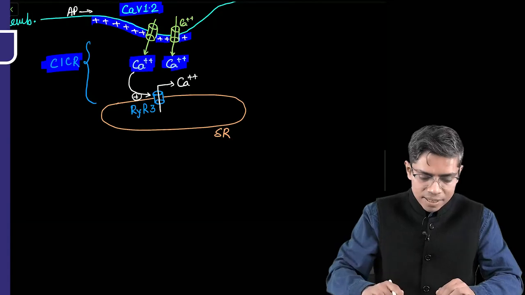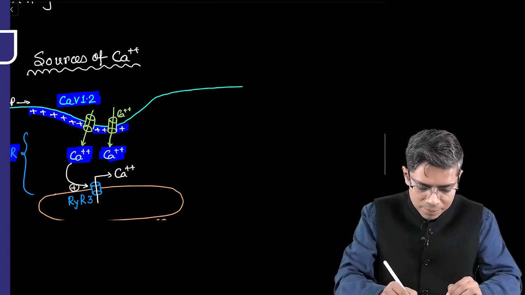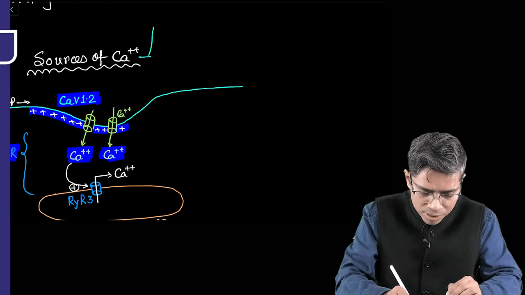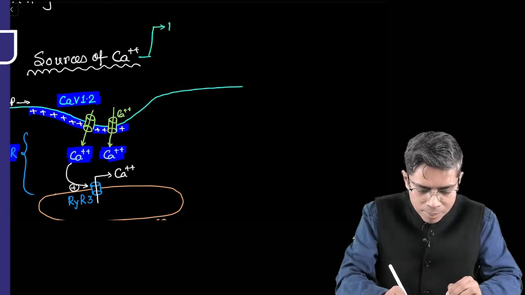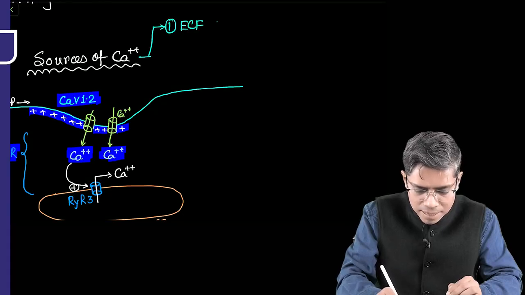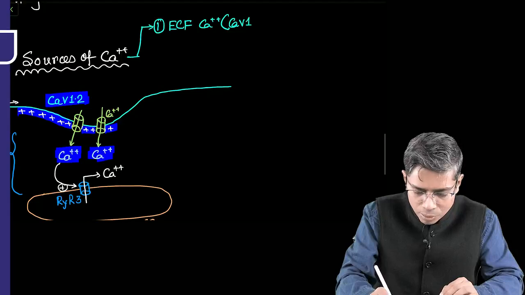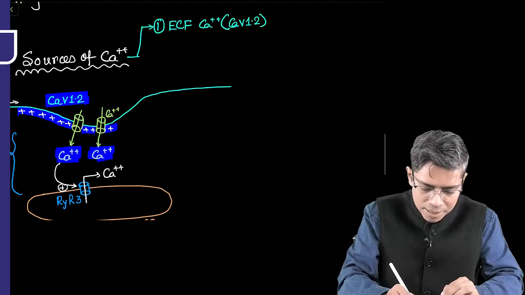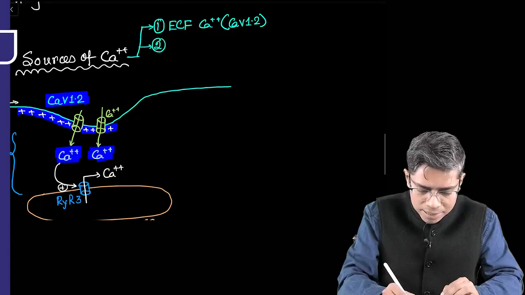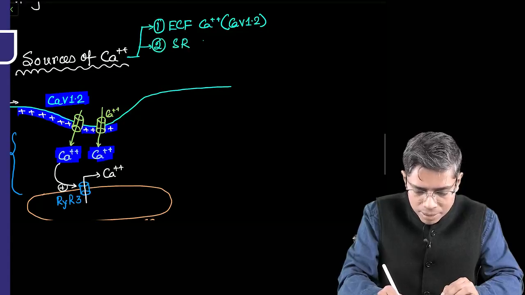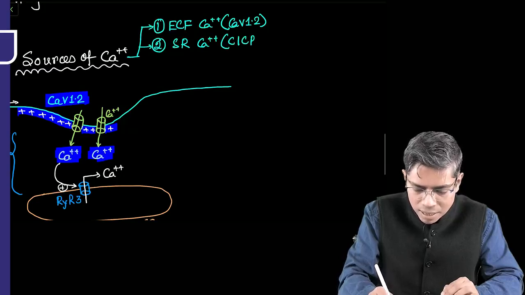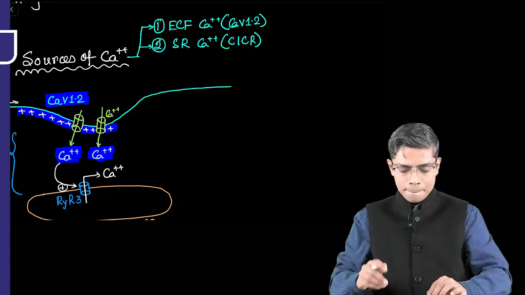So far, if I write down the sources of calcium, if I answer this question, first I am writing number 1 source is ECF calcium, which is entering inside the smooth muscle cell via the CAV 1.2 channel, right? Second source I am writing sarcoplasmic reticulum calcium, which is released via the CICR mechanism, right?